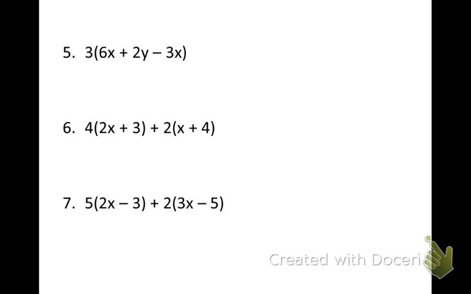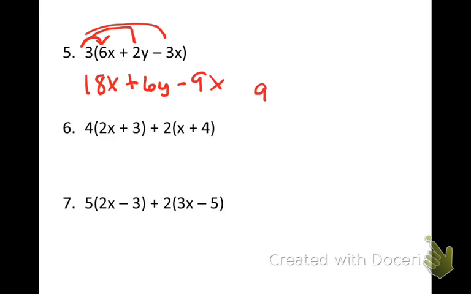Here I'm going to need to distribute. Remember, we're taking the 3 and this time times everything, so 3 times 6x would be 18x, plus, watch your sign in front, 3 times 2y would be 6y, minus 3 times 3x would be 9x. None of these are like terms, so I would be, oops, sorry, we do have some like terms, I missed that one. 18x minus 9x would be 9x plus 6y.